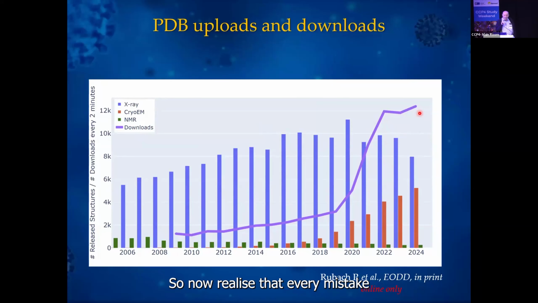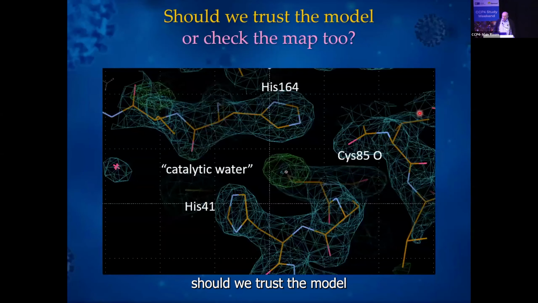So now realize that every mistake in the ligand, in the metal, has tremendous ripple effect. Yes? So we really have to look at that. Now, the next question. Should we trust the model or check the map too?